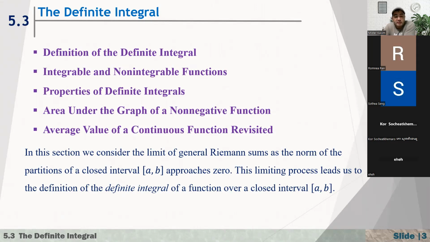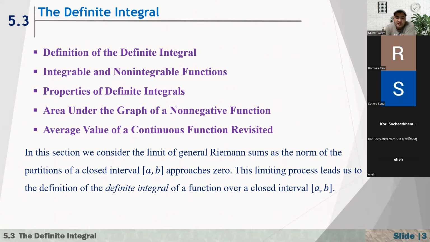I have already shared two videos about 5.1 and 5.2. 5.1 was the introduction to the definite integral. 5.2 was about the Riemann sum and the use of sigma notation. Now we are going to have the definition of the definite integral. So what do we have in this section? We have the definition of the definite integral, integrable and non-integrable functions, properties of definite integrals, area under the graph of a non-negative function, and the average value of a continuous function revisited.